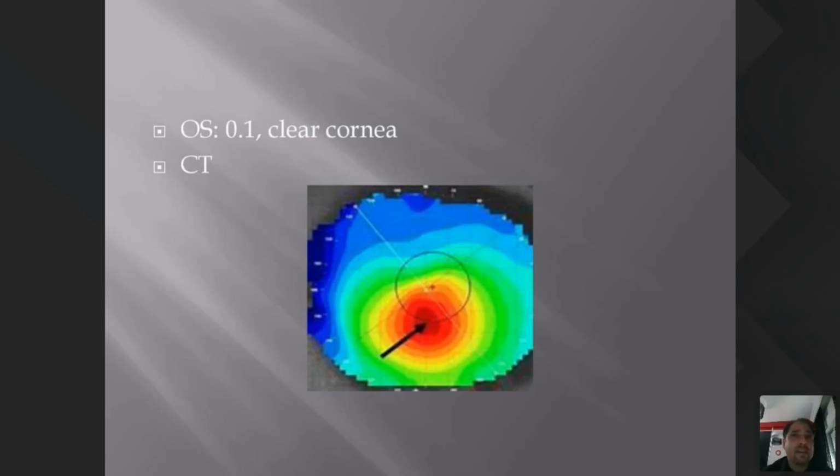But if the patient has a cornea thinner than 350, then you don't have any options, and you need to just monitor the patient, avoid eye rubbing, and keep seeing him every now and then until he reaches the stage of grafting. So by that, I will end my presentation.